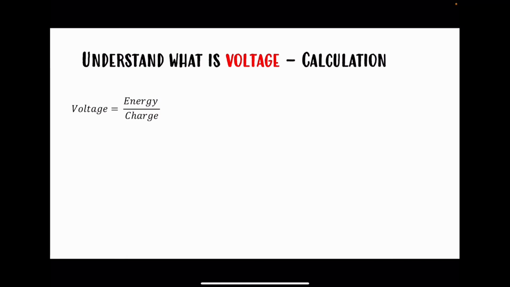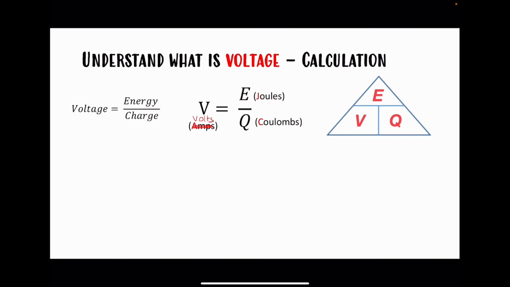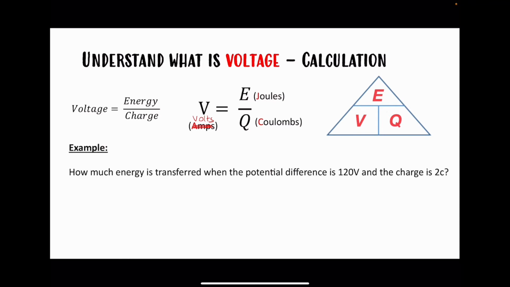So in order to calculate it, we can use the formula voltage equals energy divided by charge, where energy is in joules, charge is in coulombs, and the voltage is, sorry, that's a mistake. It's in volts. All right, and that's the triangle, that's the formula. And you can pause the video and try to solve this question.